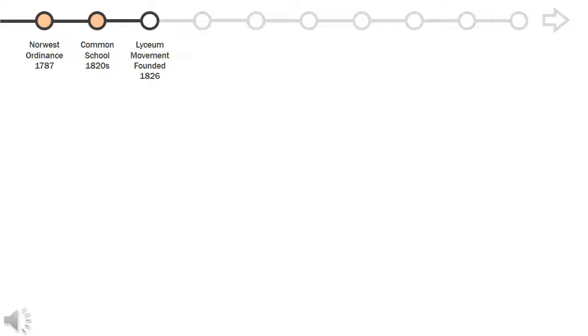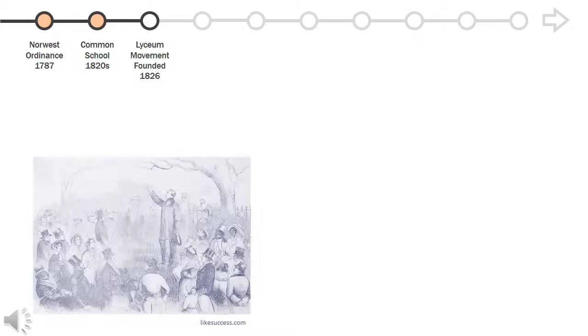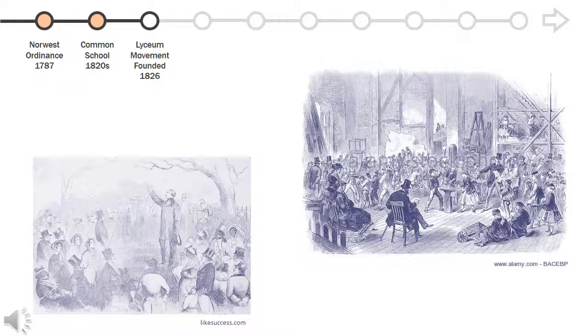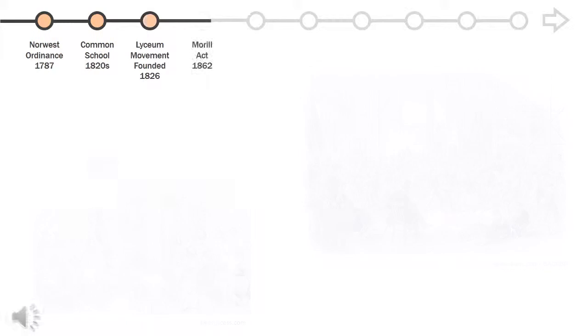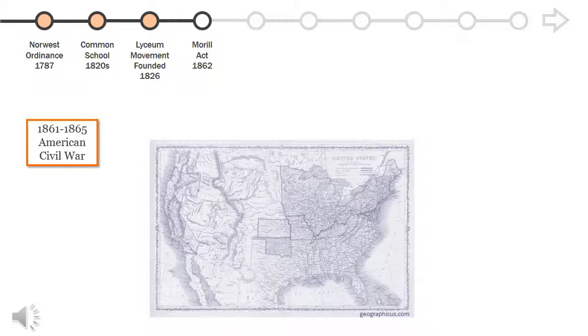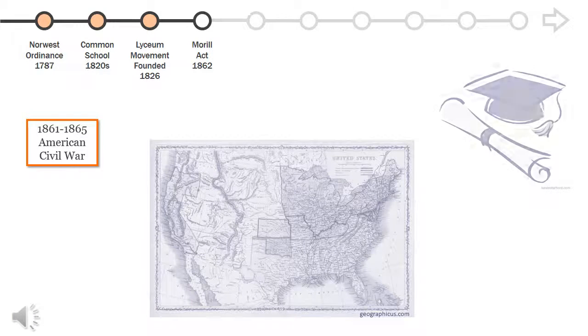The next stop on our tour is the Lyceum movement, which was founded in 1826, and it quickly grew in popularity as both a movement for education and arts and entertainment, and it became a popular way to spread around ideas, thoughts, opinions, and culture. During the Civil War, the Morrill Act, much like the Northwest Ordinance, provided land grants for schools, particularly for colleges and universities serving mechanical and agricultural students.